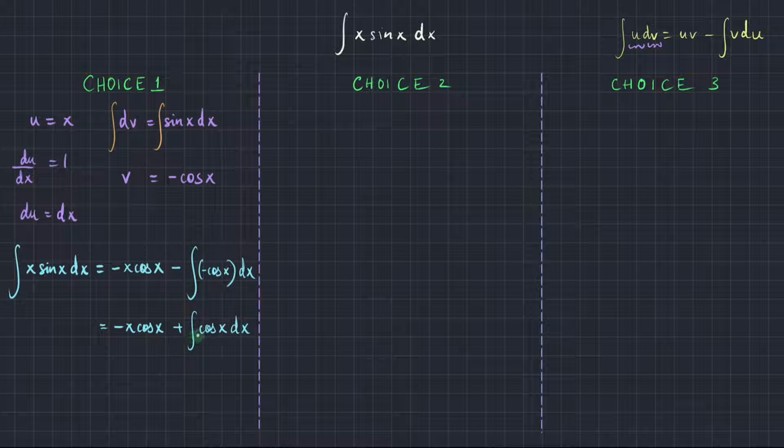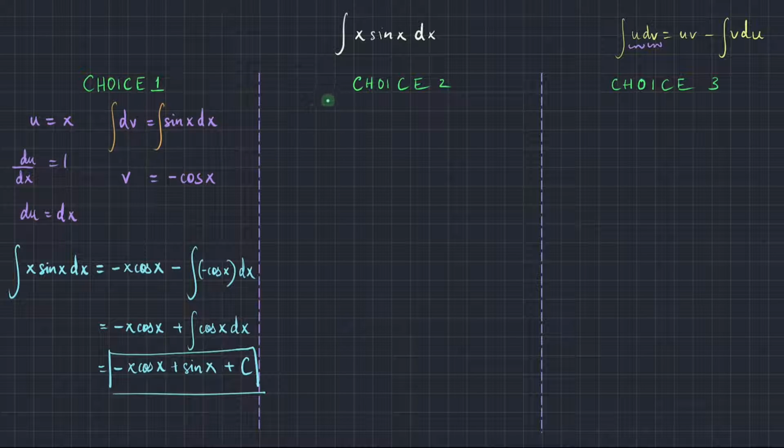Alright, so as you know, the integral of cosine x dx is sine x. We have negative x cosine x plus sine x, and let's not forget plus c. Now you might say, what if I had chosen a different u and a different dv?